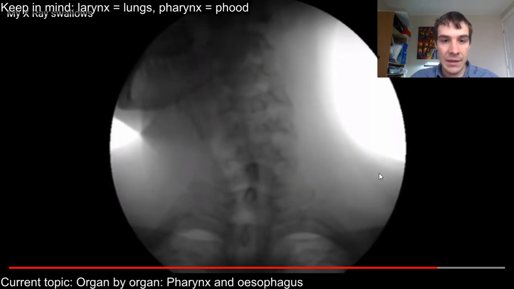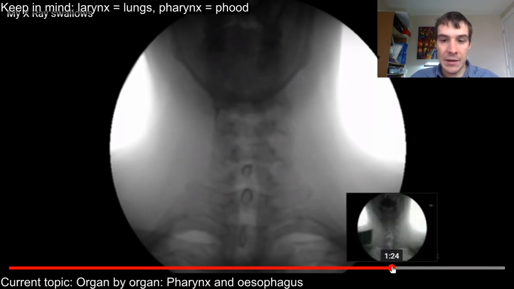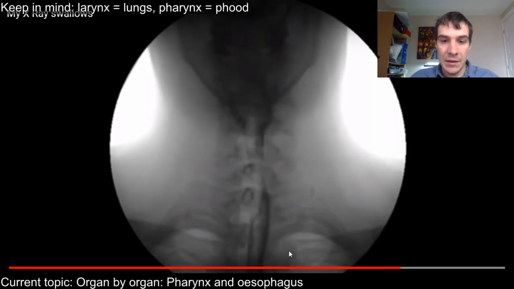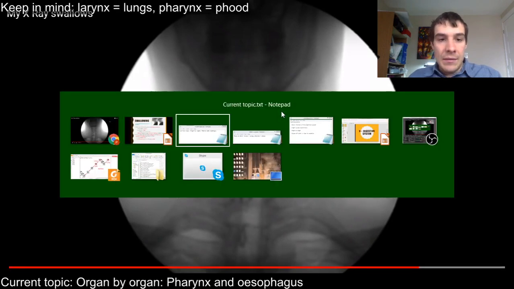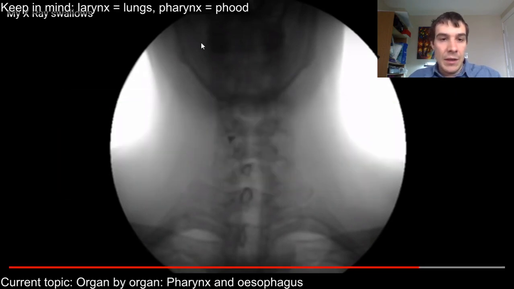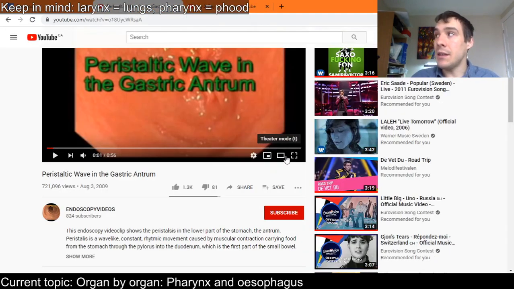Here it is from the side. It comes down quickly, and then it slowly comes down after. I think after it gets past about here. Right there. See, now it starts to slow down from there. The process that makes it move is called peristalsis, and this is what it looks like.